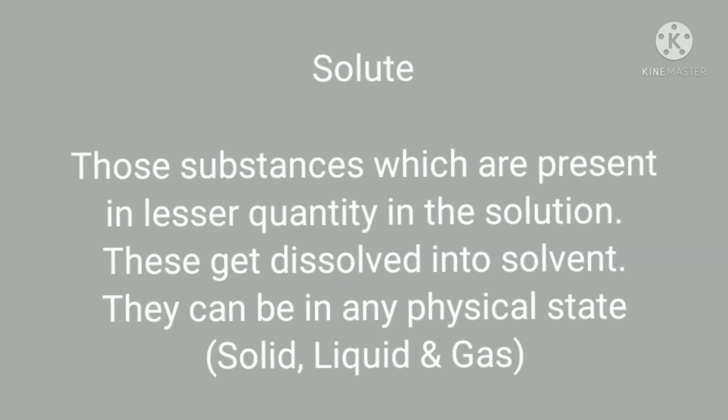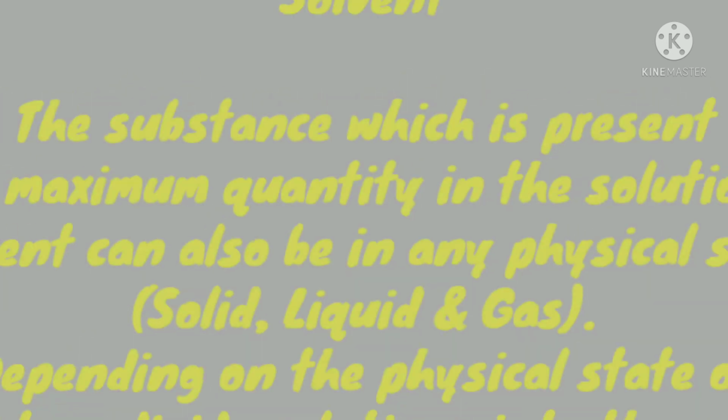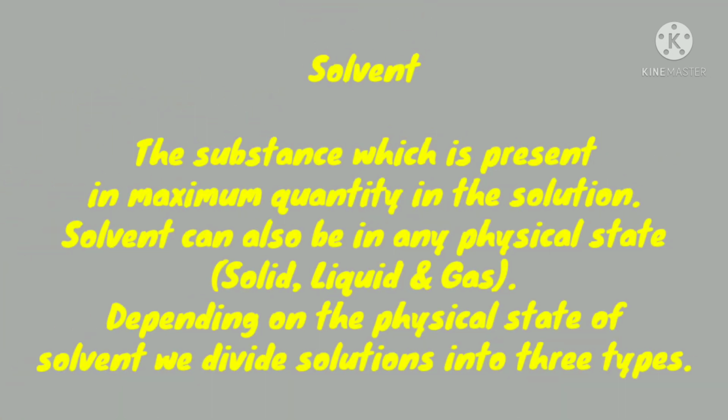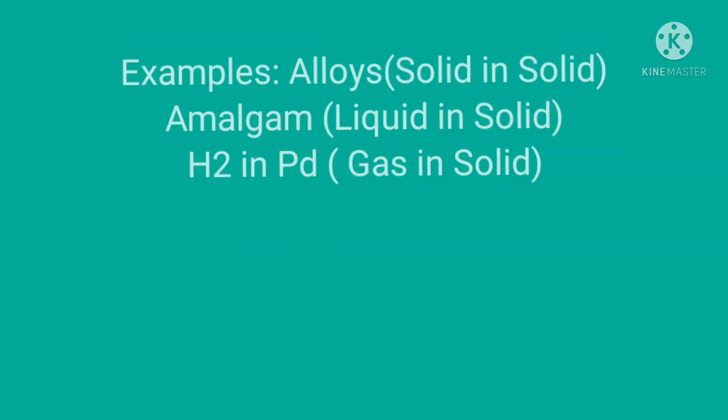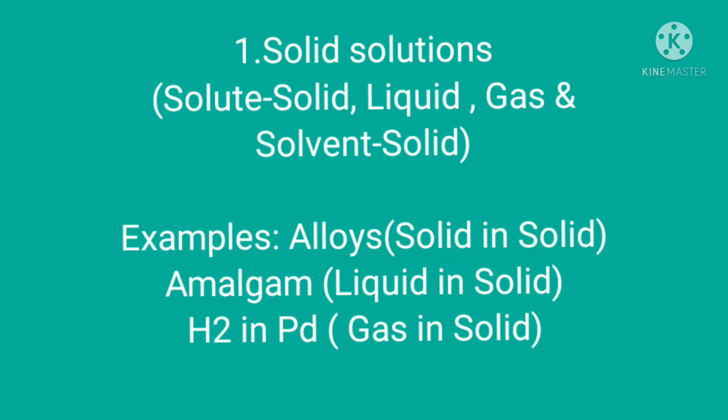Now let us understand what the solute component is. Those substances which are present in lesser quantity in the solution and get dissolved into the solvent. They can exist in either solid, liquid or gaseous physical state. Now let us understand what solvent substances are. Those having maximum quantity in the solution, which can make the solute dissolve into them, are solvents. Depending on their physical state, we can divide solutions into three broad categories. One is a solid solution, where the solvent is solid and the solute can be liquid, gas or solid.